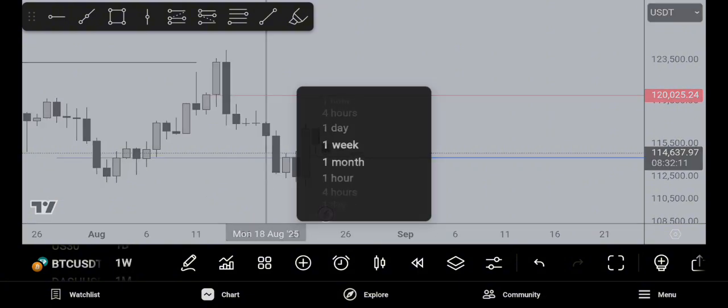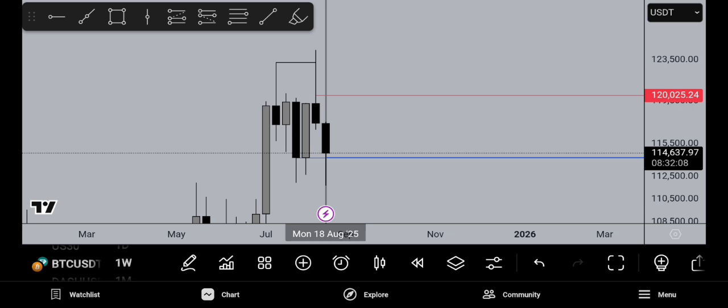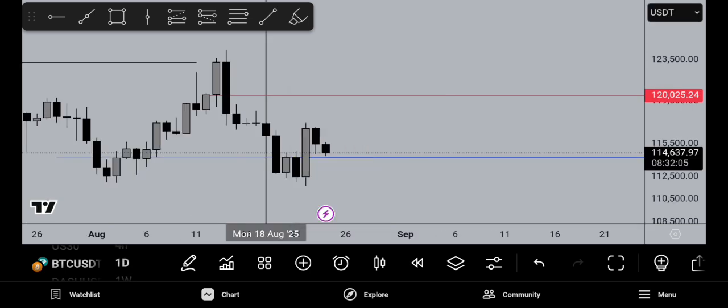Market tapped into what? Support. As it taps into that support, one time frame lower is now printing what? Higher time frame CSD. This is my setup. This is what I look for in the market. Now, daily is printing what? Higher time frame CSD. This is now a direction for me. My direction on Bitcoin from this week, as we are entering, is bullish.